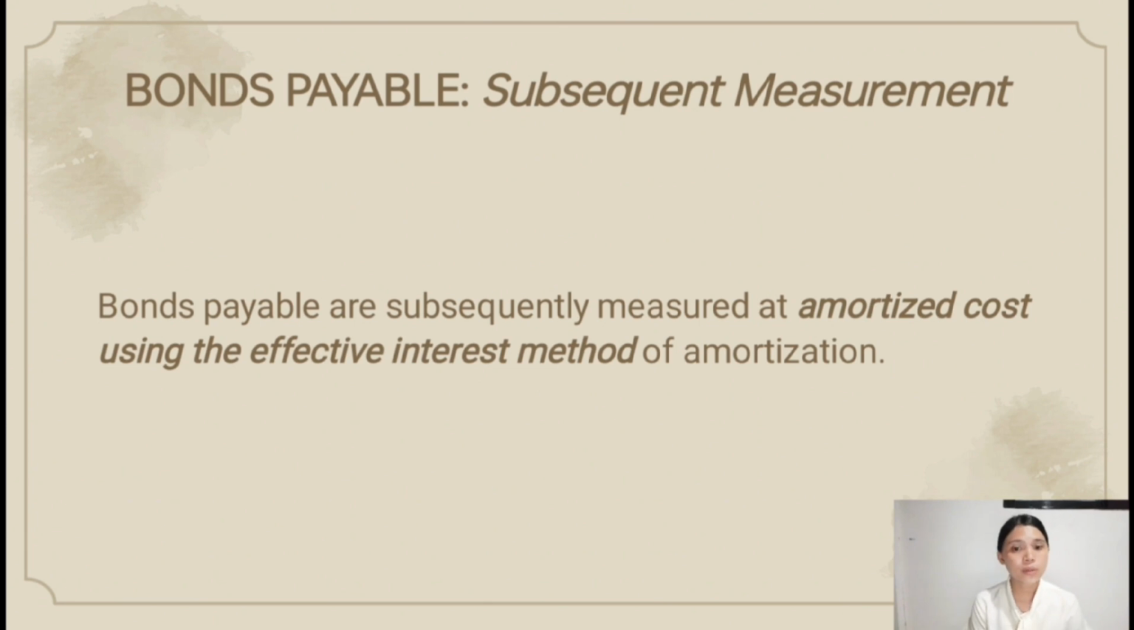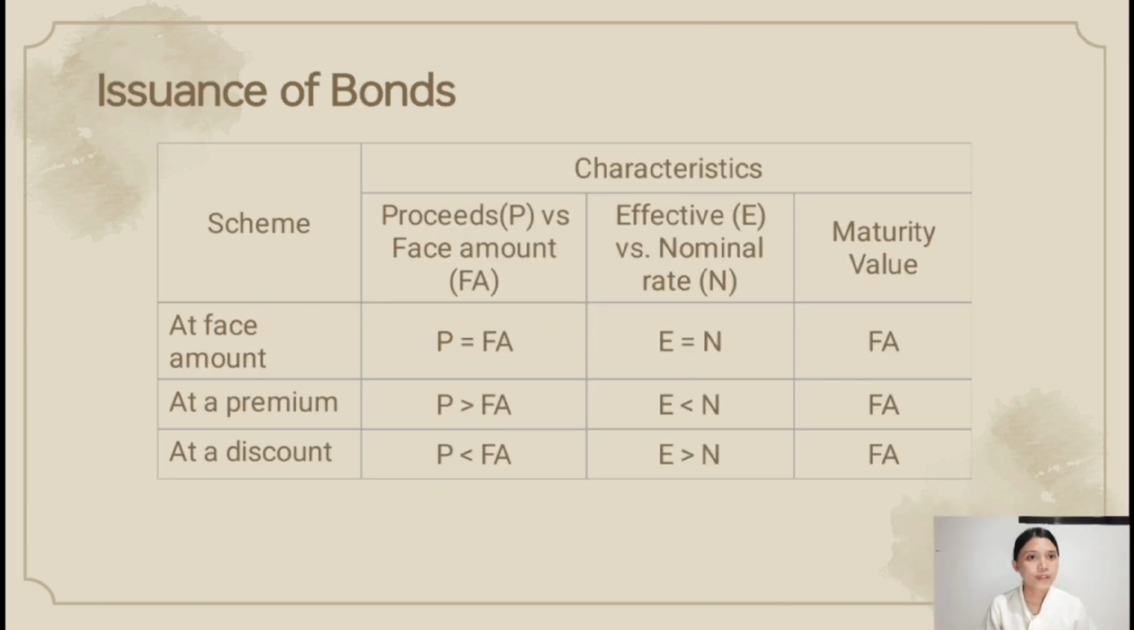So, for its subsequent measurement, the bonds payable are subsequently measured at amortized cost using the effective interest method of amortization. So, there are different schemes in the issuance of bonds. First, when bonds are issued at face amount, the proceeds is equal to the face amount, the effective rate is equal to the nominal rate, and the maturity value is at face amount.